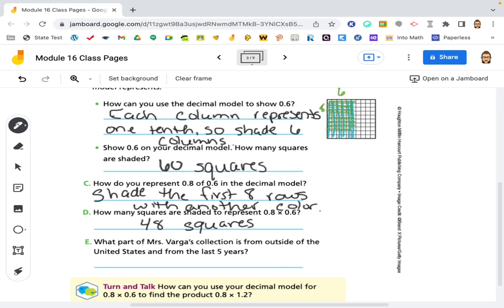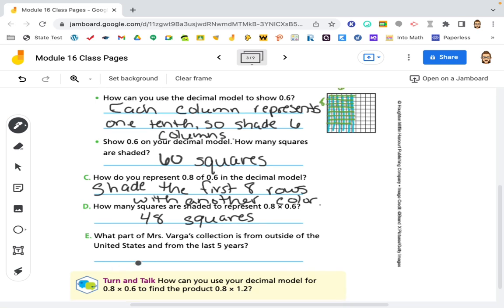So, what part of Mrs. Varga's collection is from outside of the United States and from the last 5 years? Well, we have 48 squares. That represents 48 hundredths of her collection.